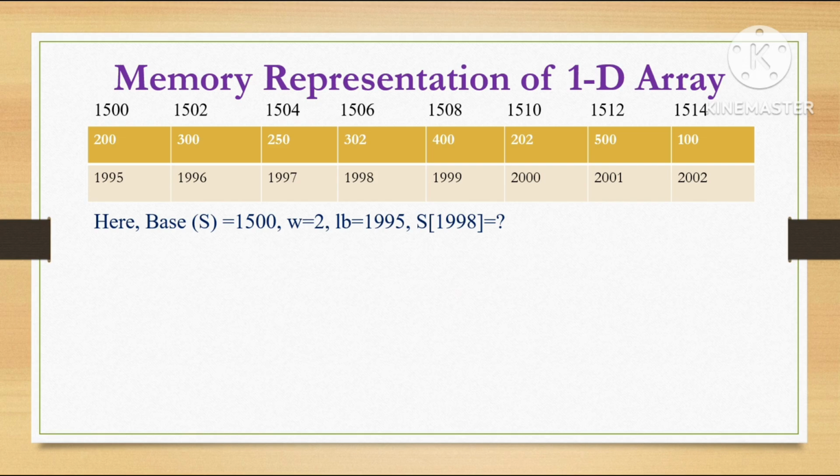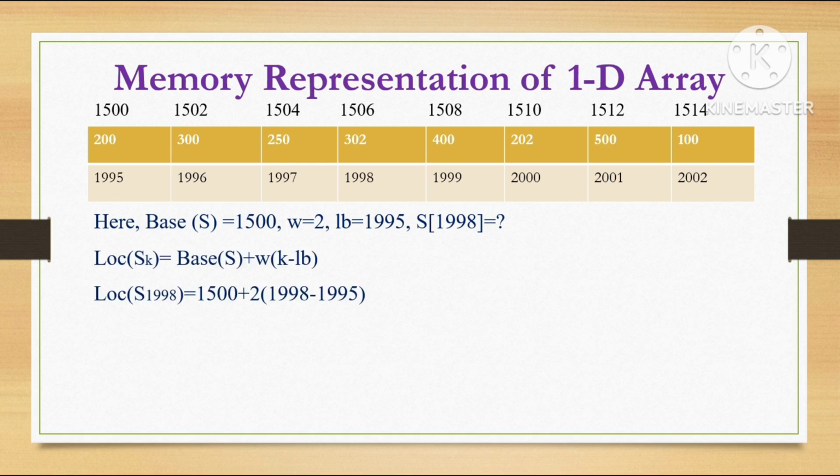In this example, the numbers given above the elements are their memory addresses and the numbers given below the elements are their index numbers. So here base is 1500, w is 2 because the difference between memory addresses of each element is 2, LB is 1995 and we have to find the memory address of 1998. So when we enter all values in the formula, it will be like this. Location of S[1998] equals 1500 plus 2 into 1998 minus 1995, equals 1500 plus 2 into 3, equals 1500 plus 6, that is 1506.